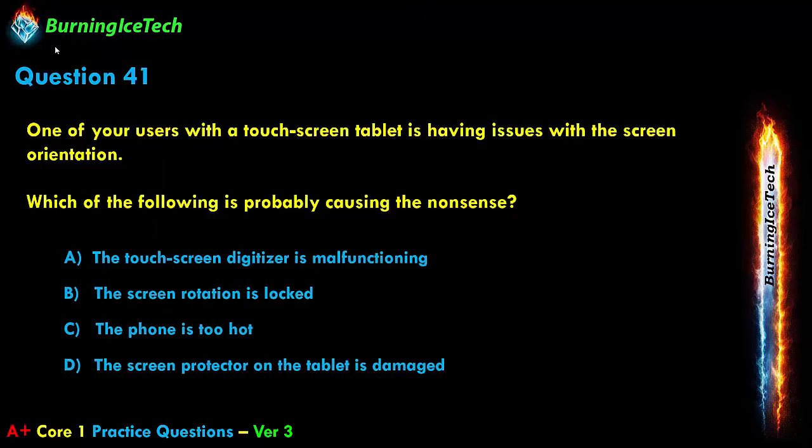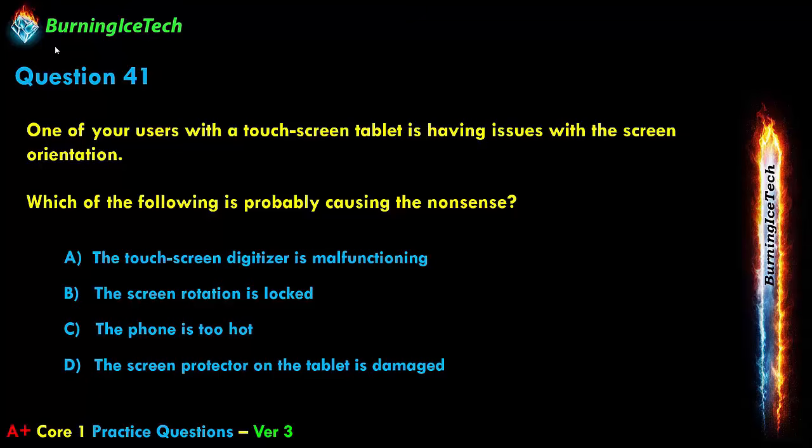So if we look at the available answers, is it A, the touchscreen digitizer is malfunctioning? No, guys. The question specifically says the screen orientation is an issue. Nowhere in my question did I mention the users are struggling to get the screen to respond to input. The digitizer, as you guys now know, is what is responsible for the touch. It is what lets the device know where you're touching on a screen and what you want it to do. It's what allows the user to give input to the device. We're struggling with screen orientation, not input, so it's not A.